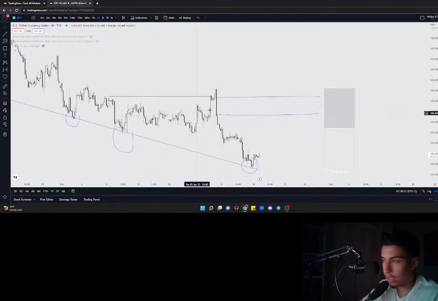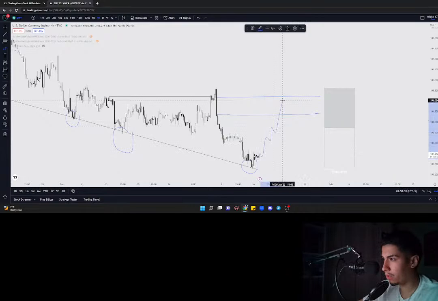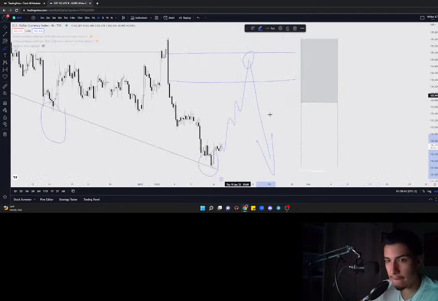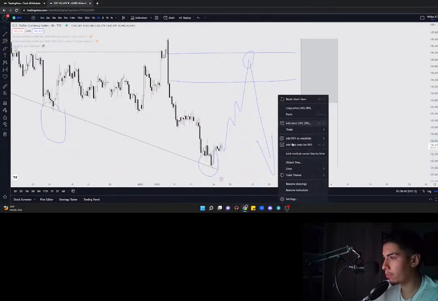So what I see price doing with dollar is shooting all the way up here, rebalancing this right here, shooting above, rebalancing this, and then from there we should drop down to continue with this dollar bullishness that we have going on for this week.